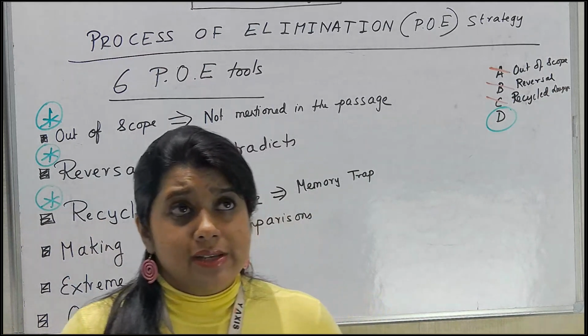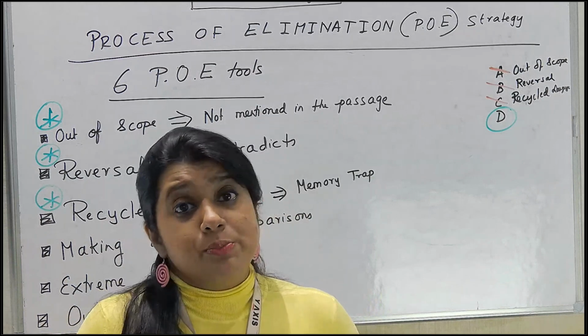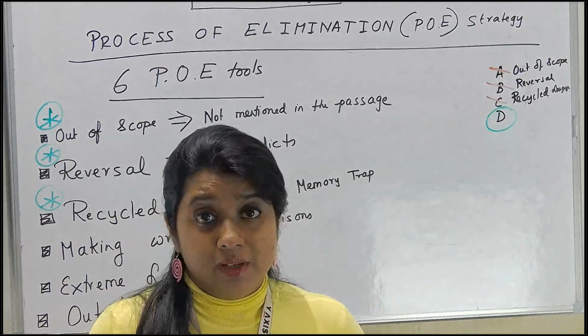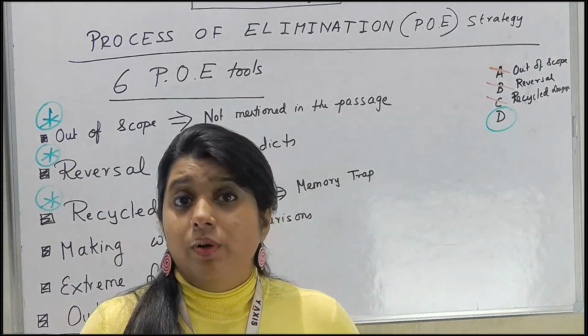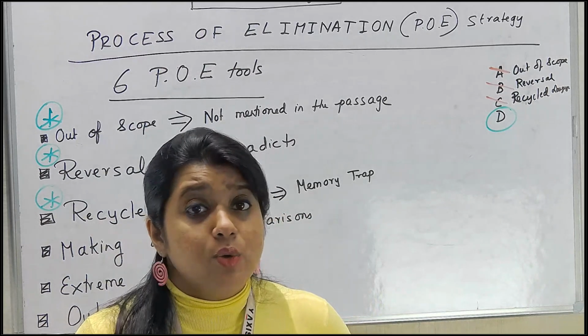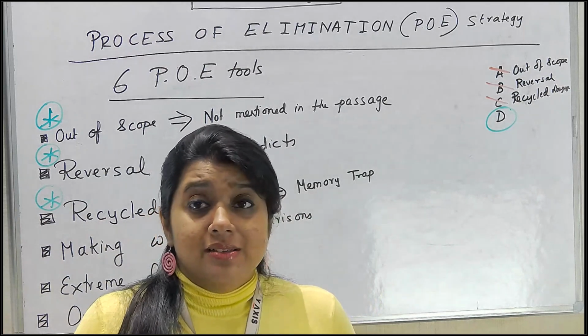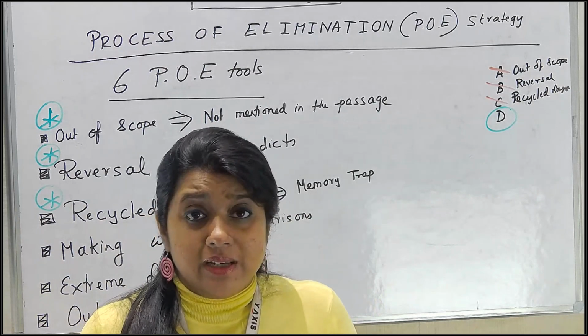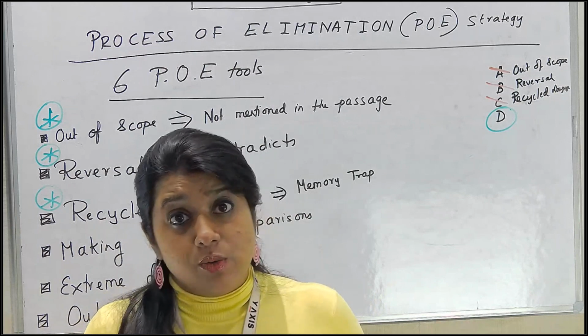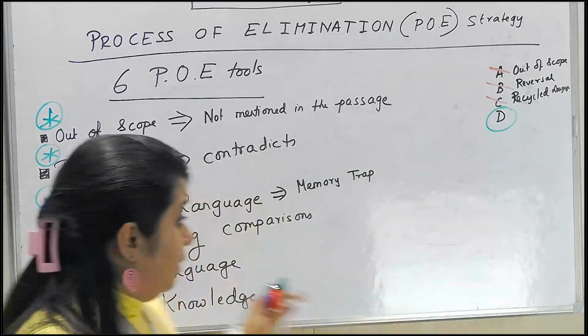Simply put, I would like to say that when the level of difficulty is quite high, probably these POE tools will be of help. Maybe out of scope, reversal, recycle language, none of these POE tools helped you to get down to one correct answer. Or maybe this is the scenario that you are thinking that B looks good as also D looks good. Now which one to go for? Then these POE tools will help you.